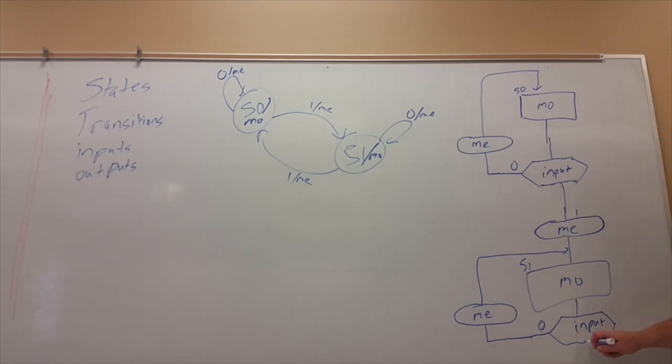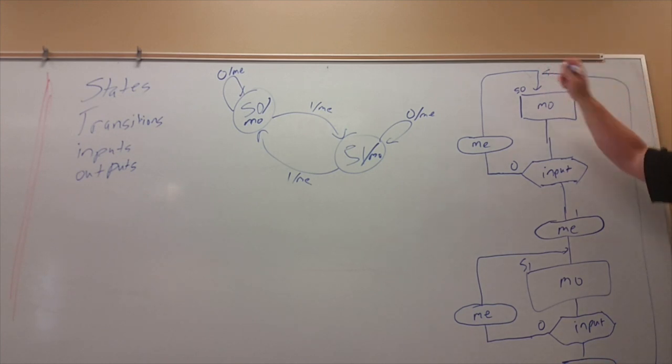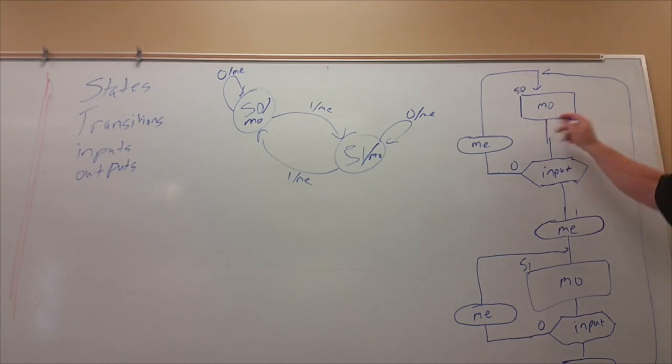And I come back around. And if not, I have a different set of Mealy output, whatever that is. And then I come back around to this state. So now I have an identical one inside a flowchart or ASM. And I could specify code that I want to run in each of these areas.